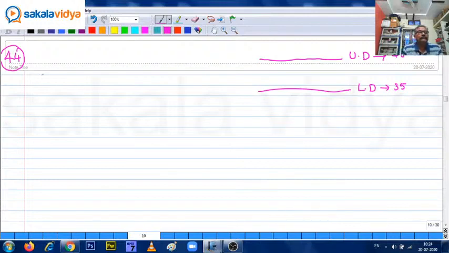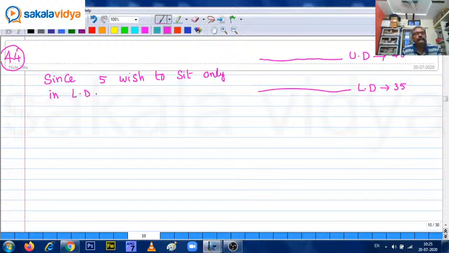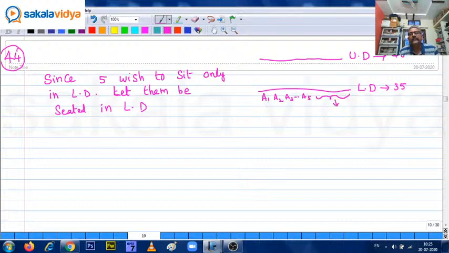Now, since 5 wish to sit only in the lower deck, let them be seated in the lower deck. 5 members, say A1, A2, A3, up to A5. Still, we have 30 vacancies there. Here 35 minus 5, 30 vacancies are there.